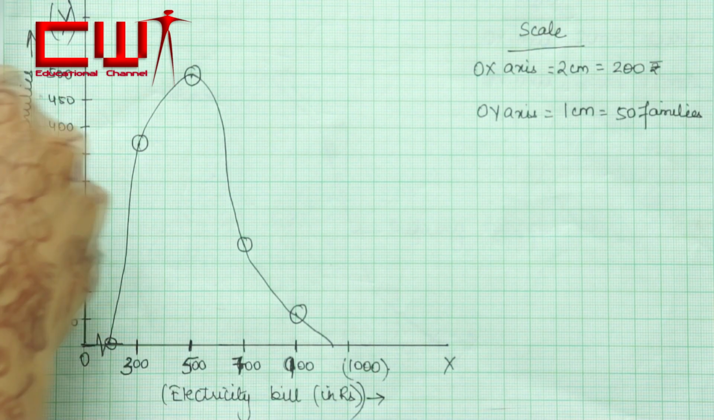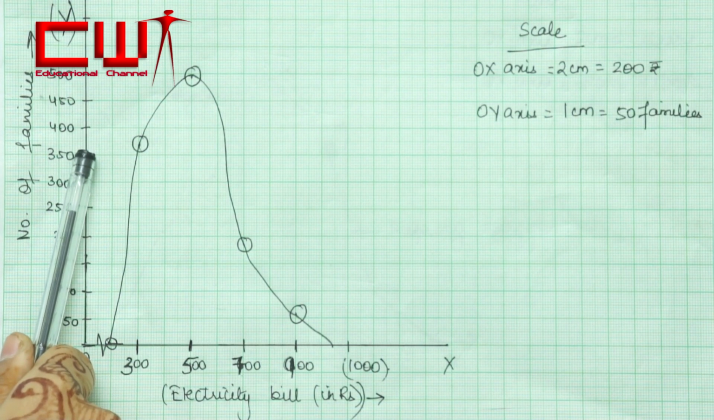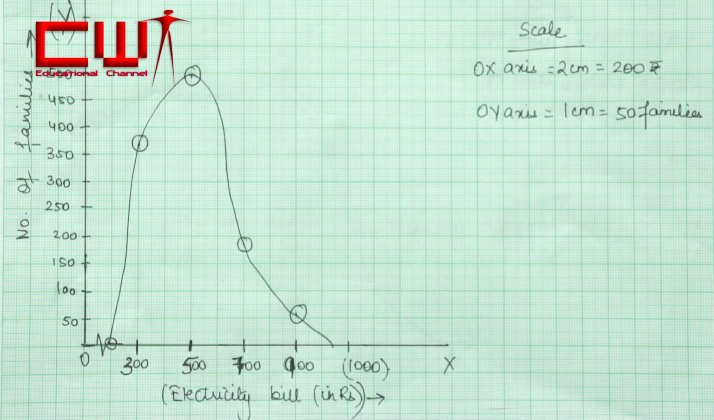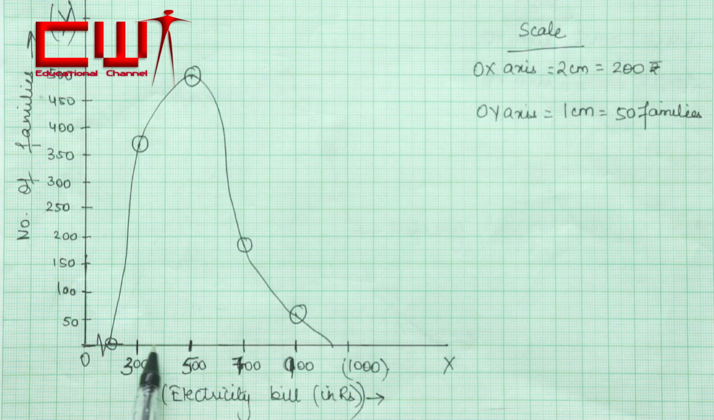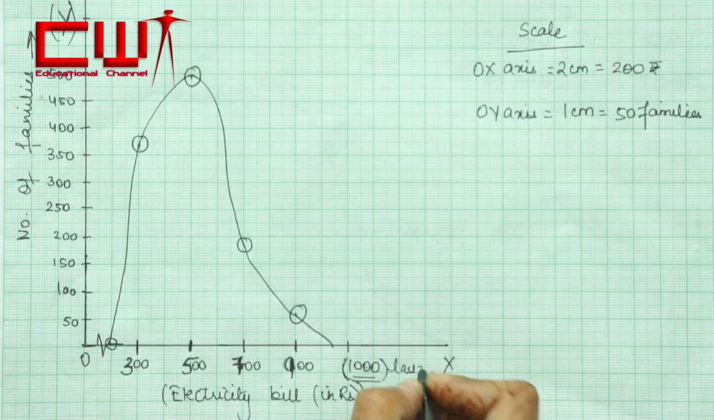This problem is solved. On the OY axis, you will take a difference of 50: 0 to 50, 100, 150, 200, 250, 300, 350, 400, 450 and 500. Because your largest number is 490, you have to go till 500. Now on the OX axis, we see the difference is 200. 3 to 5, 5 to 7, 7 to 9. The difference is 400. See, 1000 I have just written because that is supposed to be the last number. So that is just for your reference. That is nothing to do.